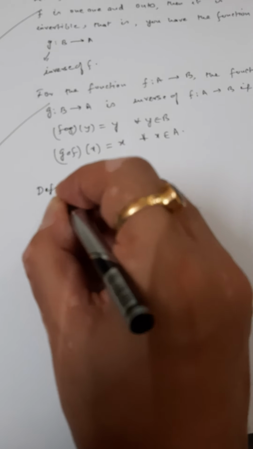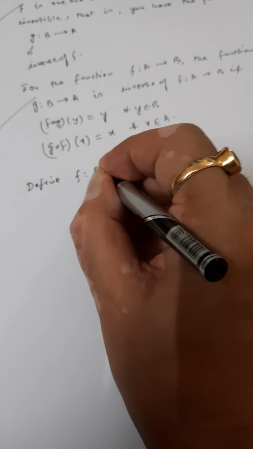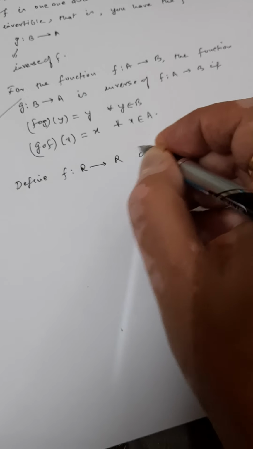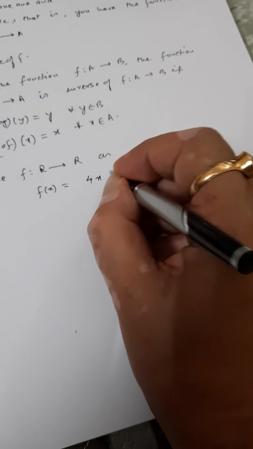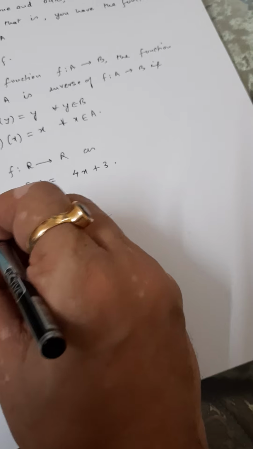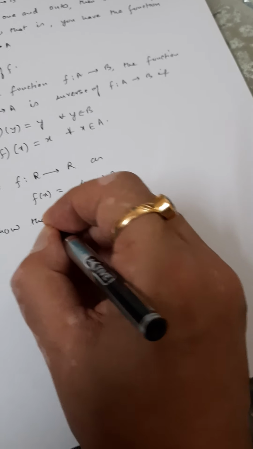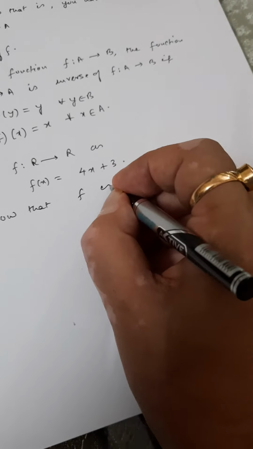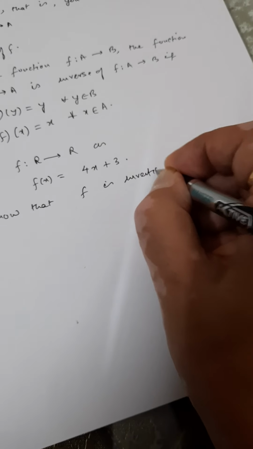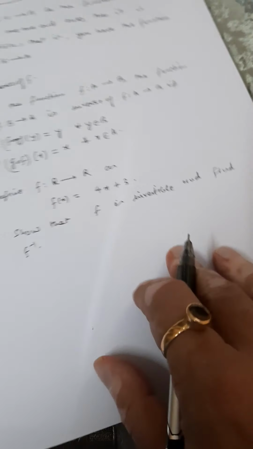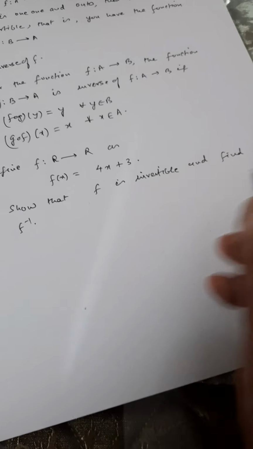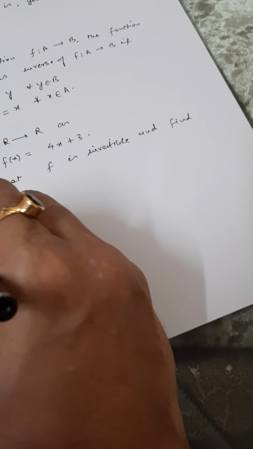Now, define f from R to R as f(x) equals 4x plus 3. Show that f is invertible and find f inverse. Now, solution.